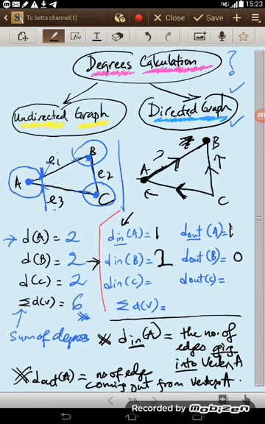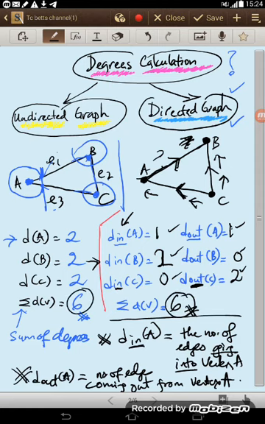So for C, degree in for C is 0, no arrow coming into C, but there are 2 arrows coming out from C. So you can sum up the degree for this graph altogether: 1 plus 1 plus 2, 0, 0 plus 2. So 6. So the number of degrees is still the same as with the undirected graph.